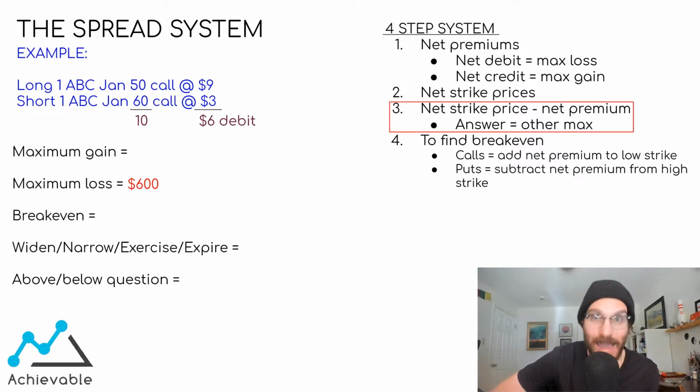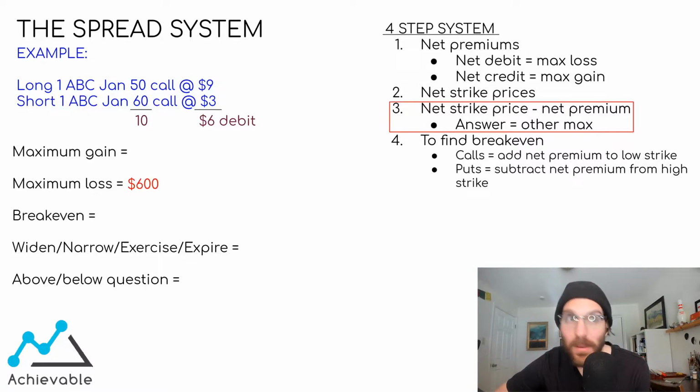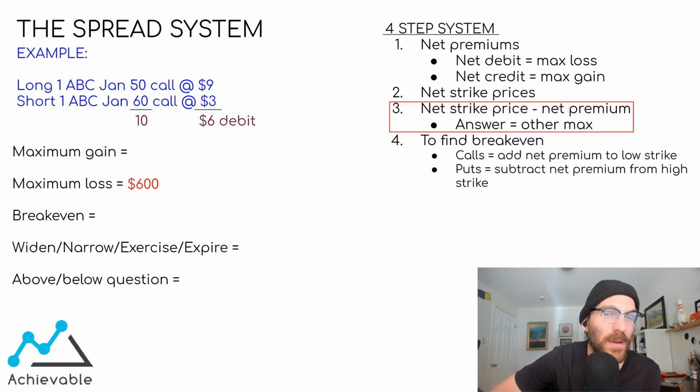Now, for step 3, what we're going to do is take that net strike price, which for us was 10, and subtract out the original net premium, right? And try not to think about either of these as positive or negative numbers. We're just figuring out what is the difference between 10 and 6, and that's 4, right?